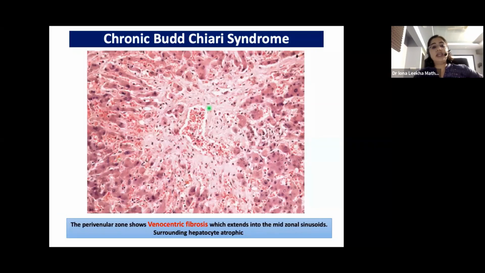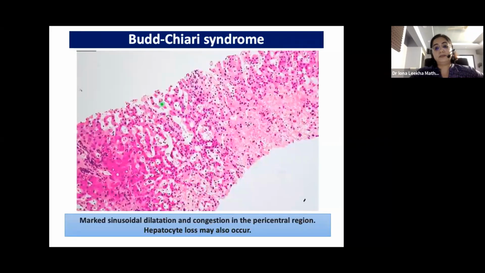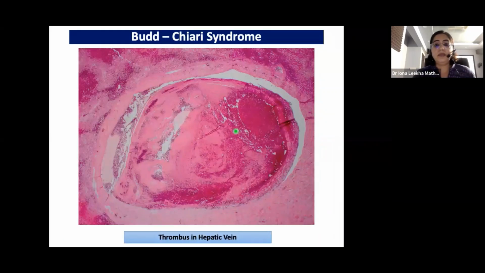This is chronic Budd-Chiari, where you can see the perivenular zone shows venocentric fibrosis, which extends into the mid-zonal sinusoids, and the surrounding hepatocytes appear atrophic. This is again where you see marked sinusoidal dilatation and congestion in the pericentral or perivenular region with loss of hepatocytes. We may sometimes even see a thrombus in the hepatic vein.